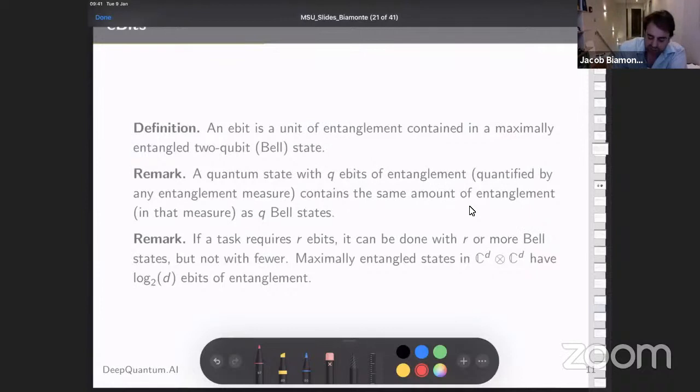An E-bit is the unit of entanglement contained in a maximally entangled 2-qubit Bell state. So a quantum state with q E-bits of entanglement quantified by any entanglement measure contains the same amount of entanglement in that measure as q Bell states. Obviously, this can increase with the size of the state space. If a task requires R E-bits, it can be done with R or more Bell states, but never with fewer. Maximally entangled states in the space C^D cross C^D have log2 D E-bits of entanglement.